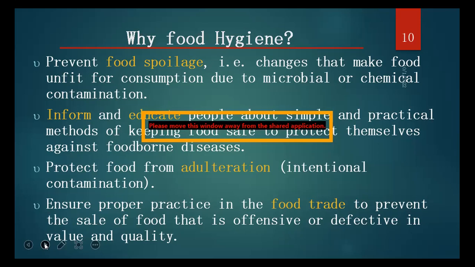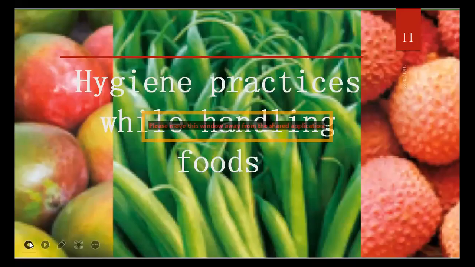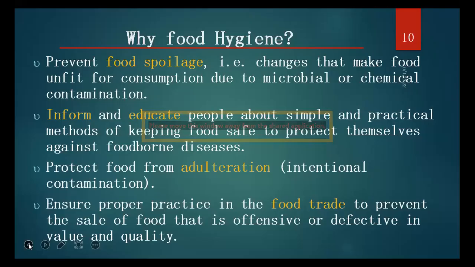Protect food from adulteration. This adulteration is usually intentional contamination, and you maximize profit. It includes addition of other substances, either to increase the quantity or these substances may be added to the food to increase shelf life.